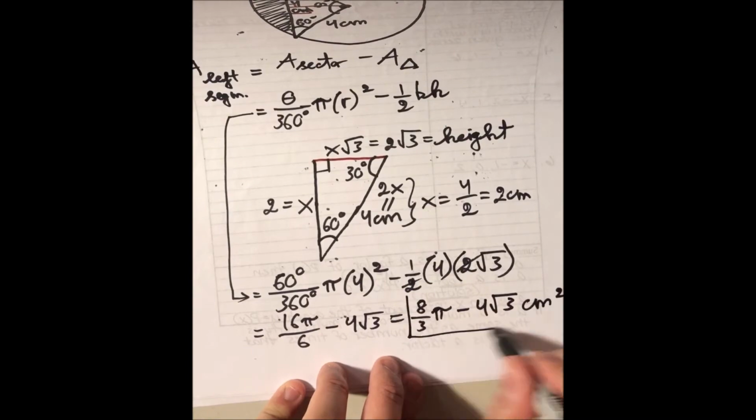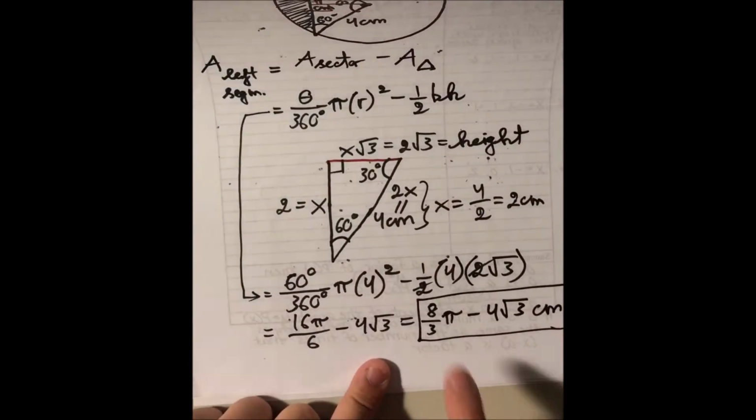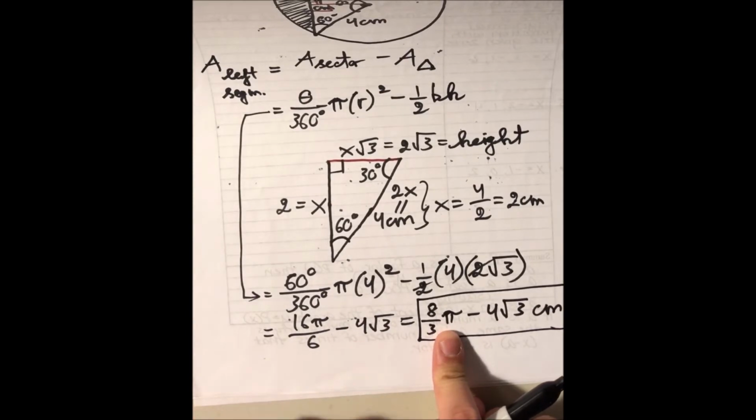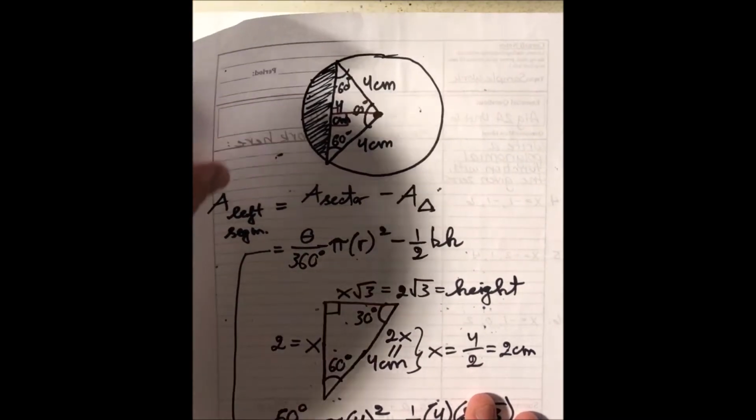So this is the value of the area of the left segment, assuming that we are able to leave the answer in terms of pi. Now, what about the right segment? Well, finding the right segment is going to be very similar to finding the left segment.